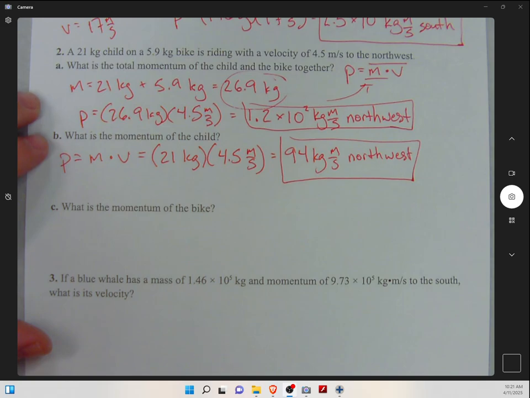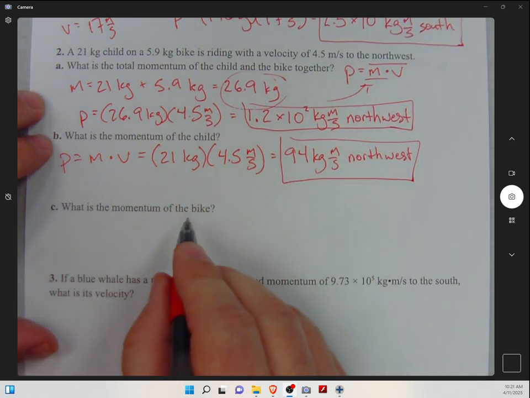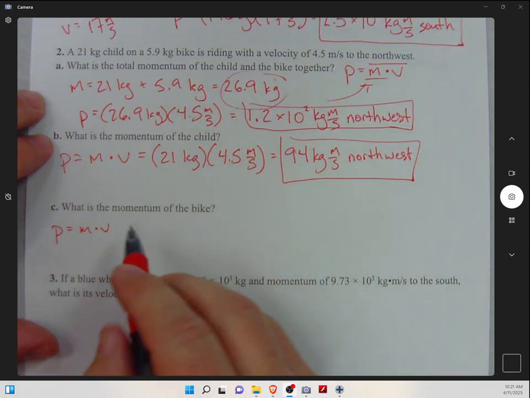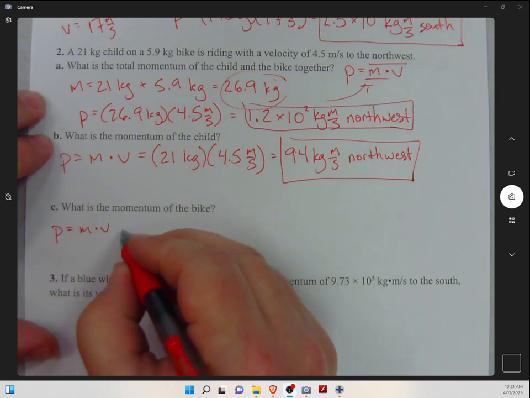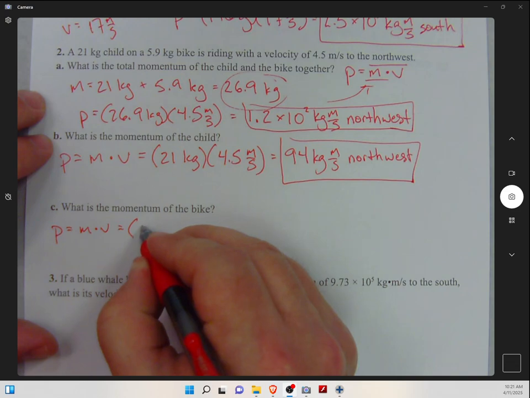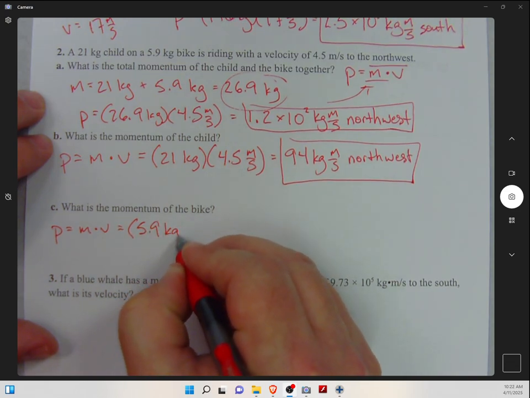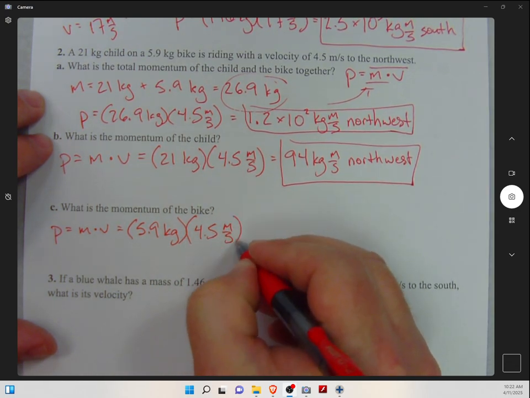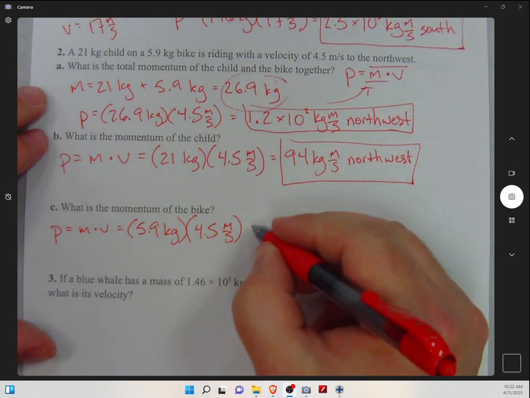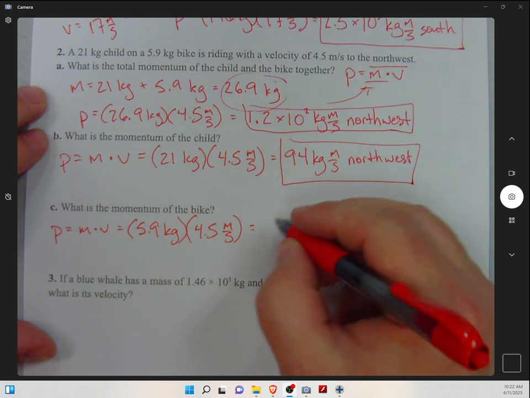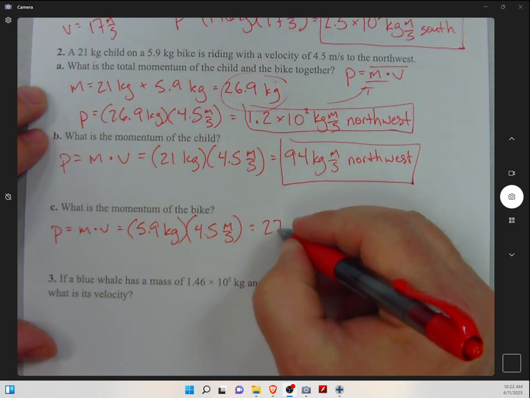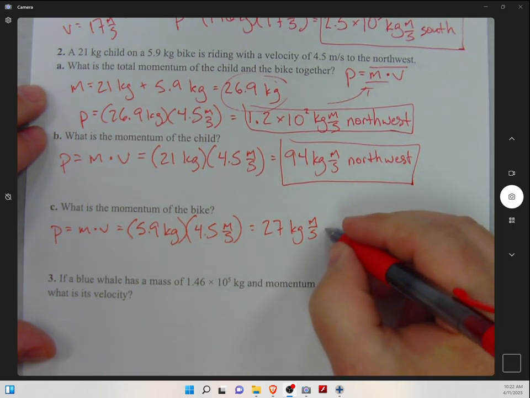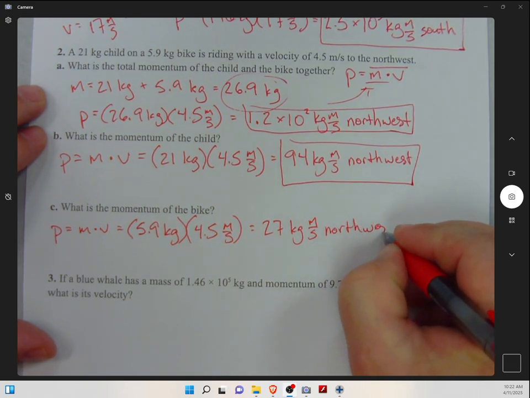And then part C. Do the same thing. What is the momentum of just the bike? Again, momentum is equal to mass multiplied by velocity. In this particular part of the problem, I'm only dealing with the mass of the bike. So when I go to actually plug in my values, I'm going to use the 5.9 kilograms. Again, it is moving at a velocity of 4.5 meters per second. And with the appropriate 2 significant figures, I'm going to report 27 kilograms times meters per second, and again, going northwest.